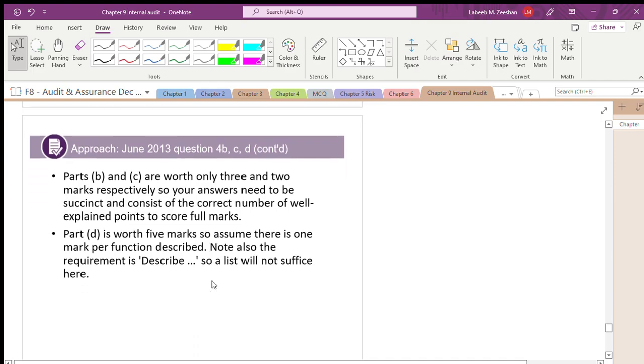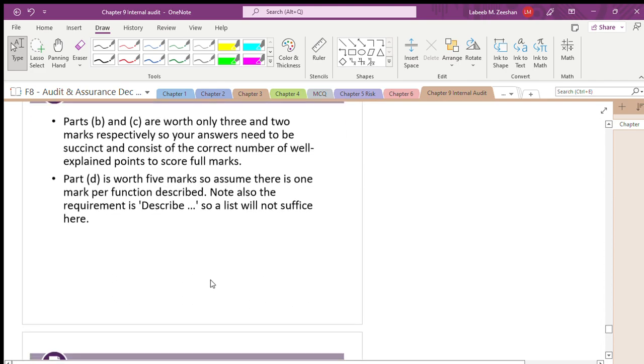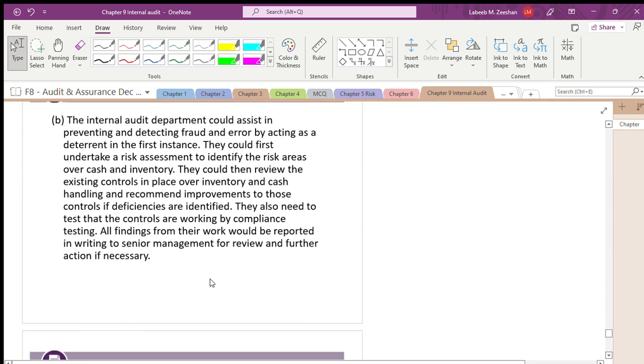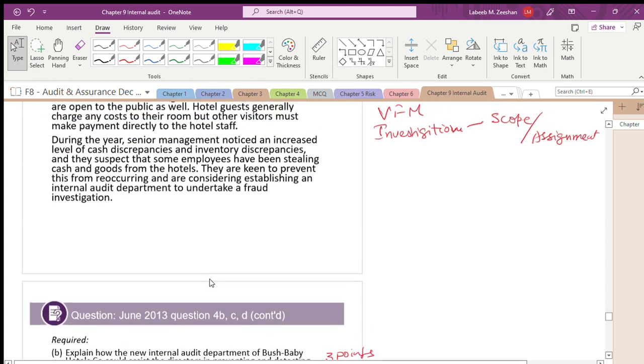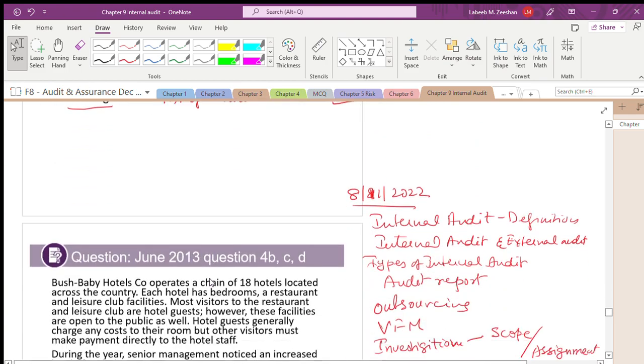Fine. Part D is worth 5 marks, so assume 1 mark per function described. That is what you have to describe. Is it right? That's what it says. Fine. Coming back to that, now you go back to the question, to what has been given.